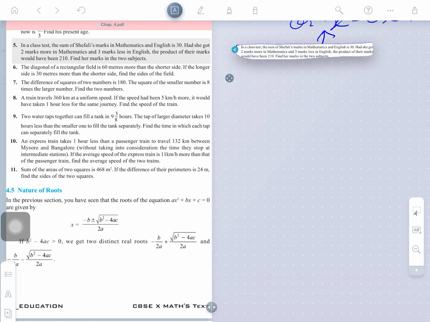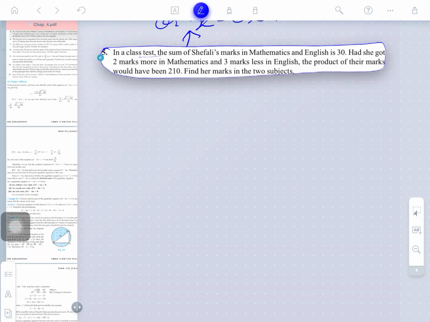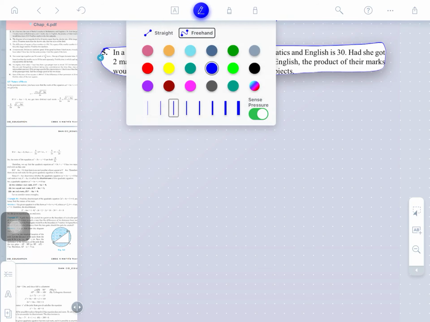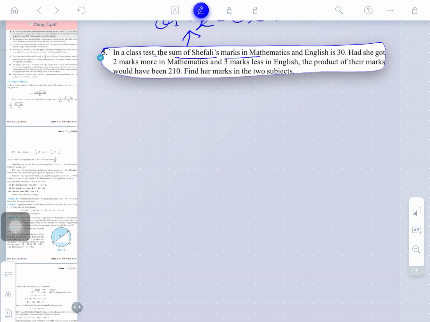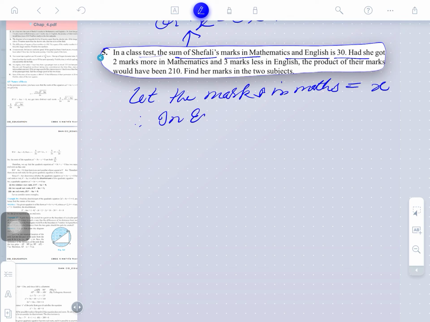Look please, what is the question saying? In a class test, the sum of Cephalic's marks in mathematics and English is 30. So you will suppose let the marks in maths be x, and therefore in English it is 30 minus x. You can also suppose it as y, right?